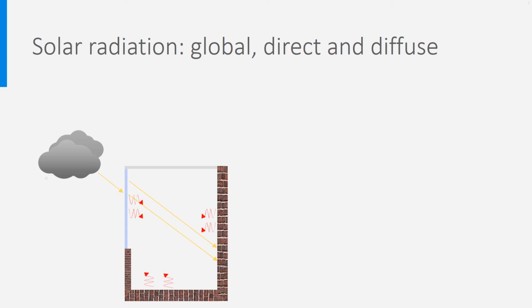When the sky is overcast, there is only diffuse radiation. When the sun is shining, both diffuse and direct radiation are present. When making estimates of the solar gains, we will always work with the global radiation, which is the sum of direct and diffuse. We sometimes also call it a total radiation.